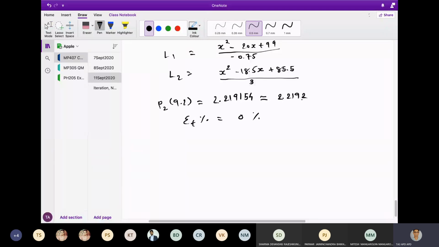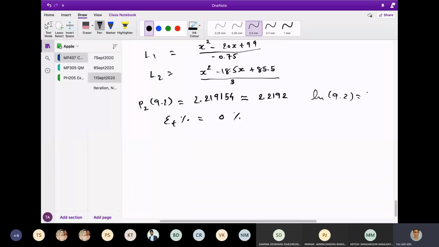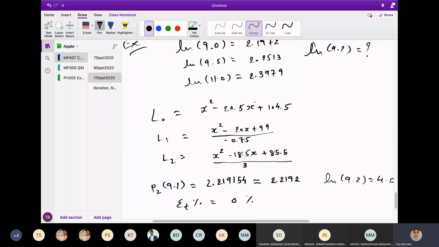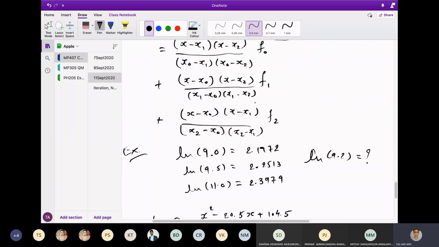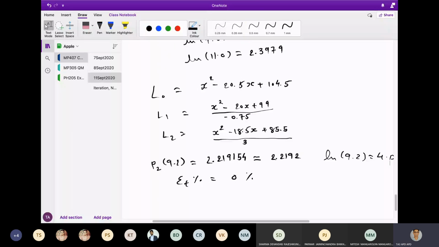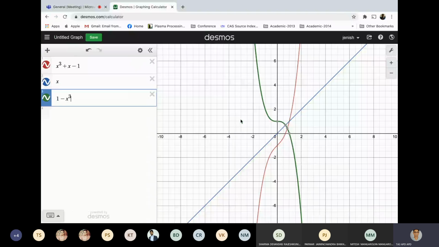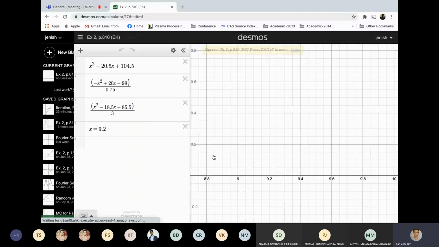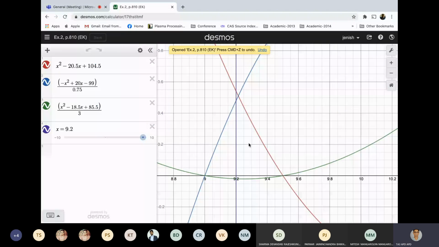If you again approximate the value of ln of 9.2 by the exact calculation in terms of 4 digits, it also has the same value, 2.219. So your error is reduced to almost 0%, as compared to the initial error of 0.0180. And that is because we are actually taking the interpolation in terms of the curve, in terms of quadratic interpolation.